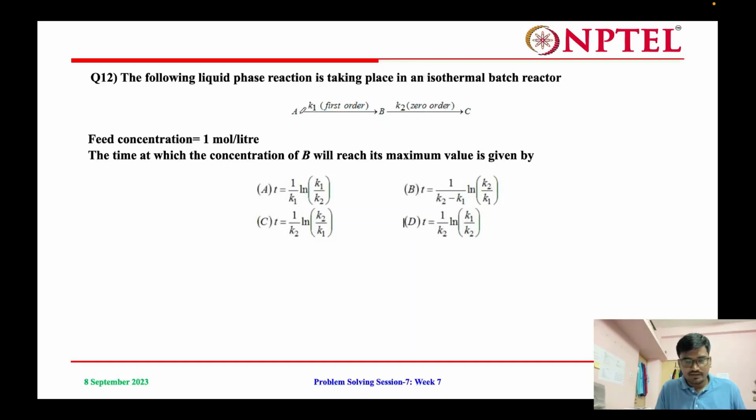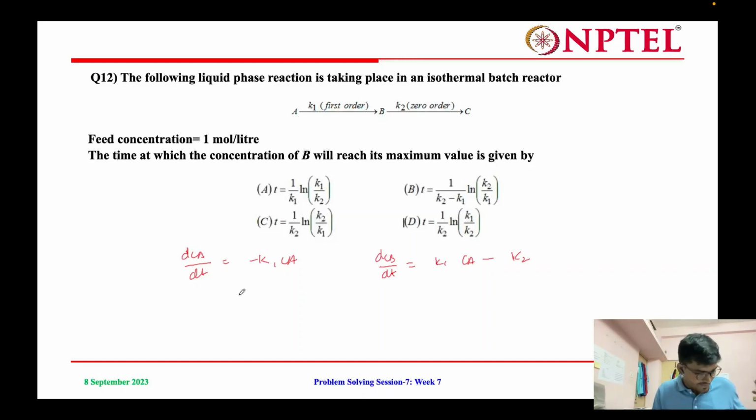So here is the reaction given. The first is first order, and B to C is zero order. So first we write down the rate equations. dCA by dt equals minus K1 CA, for this first order reaction. For this reaction, dCB by dt equals K1 CA minus K2, due to the zero order.